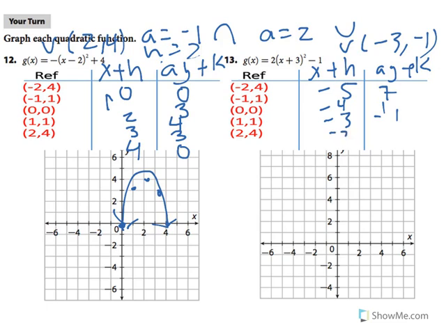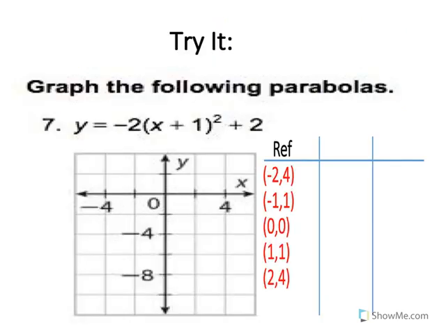1 minus 3 is negative 2. 1 times 2 is 2, 2 minus 1 is 1. And 2 minus 3 is negative 1. So 4 times 2 is 8, minus 1 is a 7. So negative 5, 7 is here. Negative 4, 1. And negative 3, negative 1. Negative 2, 1, and negative 1, 7. So this is our graph. Right? Okay. So I'm going to have you guys try this out.